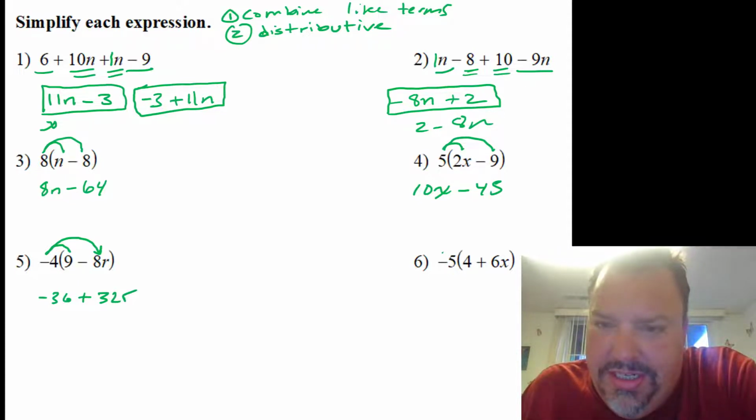Same thing with number 6. -5 times 4 is -20. And then -5 times 6x is -30x.